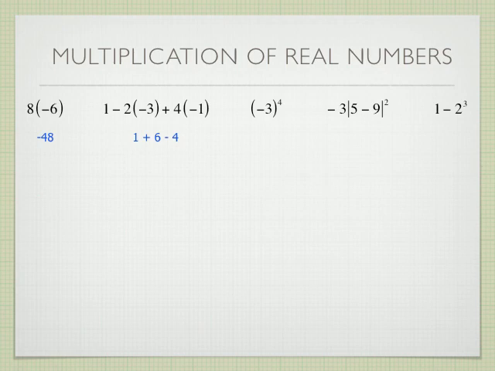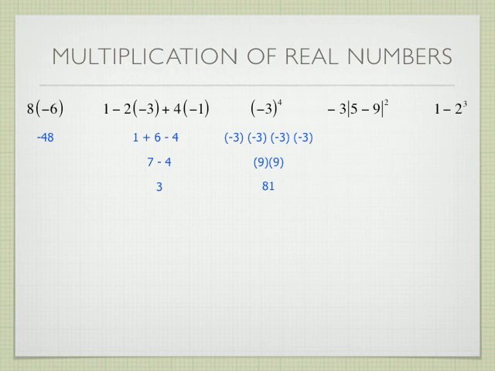Okay, negative times negative is positive. Positive times negative is negative. Now I'll do my addition because it comes first. Then I'll do my subtraction, and I have 3. Negative 3 to the 4th. That's negative 3 times negative 3 times negative 3 times negative 3, which is 9 times 9, which is 81.